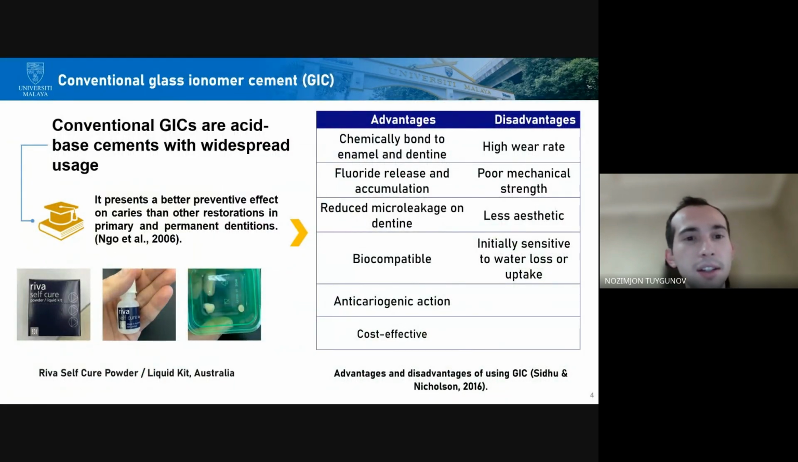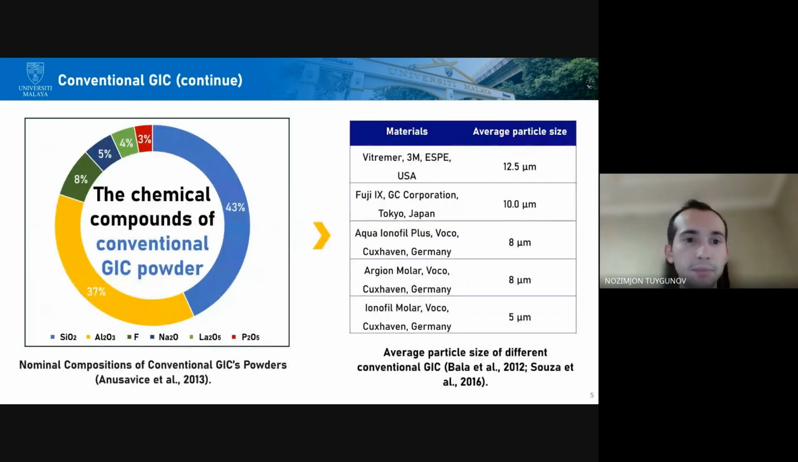As we know, conventional glass ionomer cements are acid-based cements with widespread usage. They present a better preventive effect on caries than other restorations on primary and permanent dentitions. They have some advantages and disadvantages as well. Advantages include chemical bond to enamel and dentine, fluoride ion release and accumulation, reduced microleakage on dentine, biocompatibility, anti-cariogenic action, and cost efficiency. However, disadvantages are high wear rate, poor mechanical strength, less aesthetics, and initial setting sensitivity to water loss and uptake.